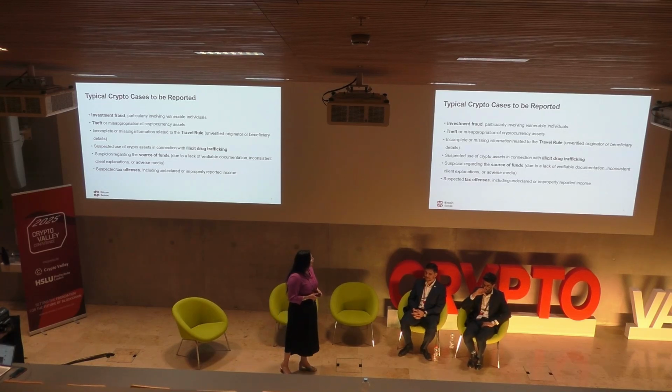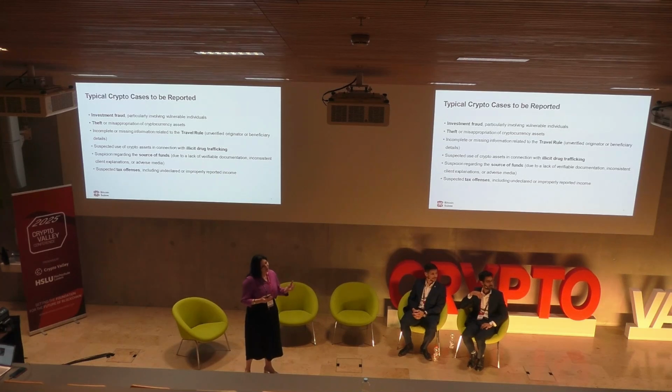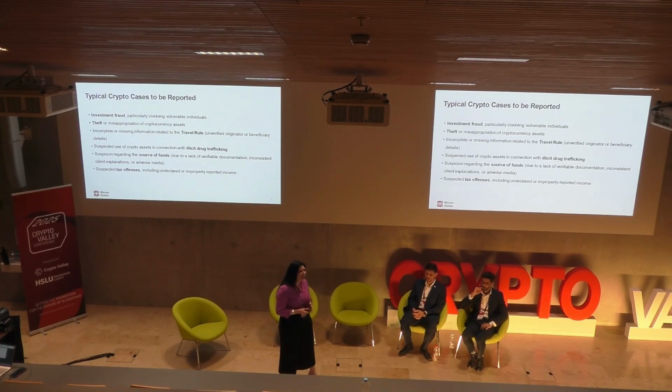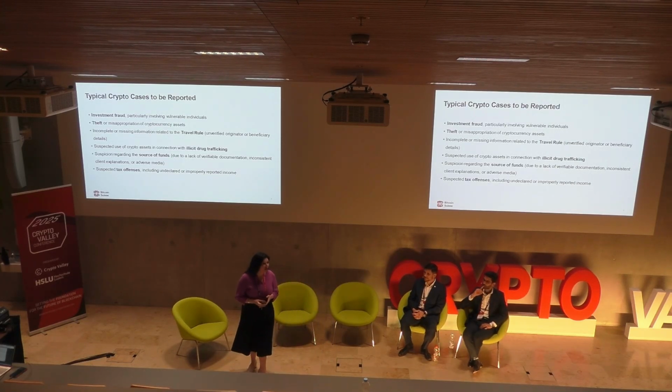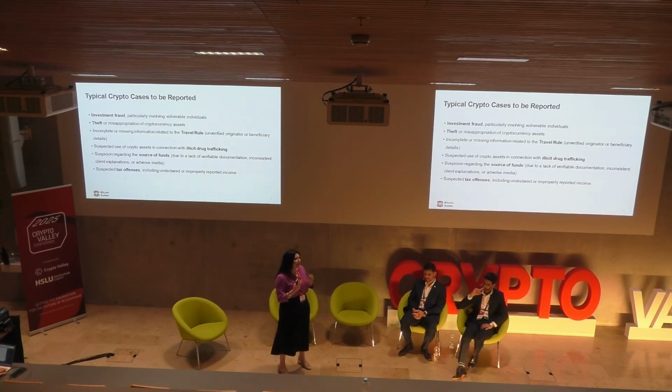Let's go for the crypto cases. What are the typical crypto cases we need to report? For sure, investment fraud. This is one of the most common cases we need to report. Typically you have scams related to pig butchering, all these tricks, these fake profiles, these fake platforms. What we also know from TradFi, but now with crypto. Most of the cases are related to victims who are vulnerable people. So they really know who the victims are.